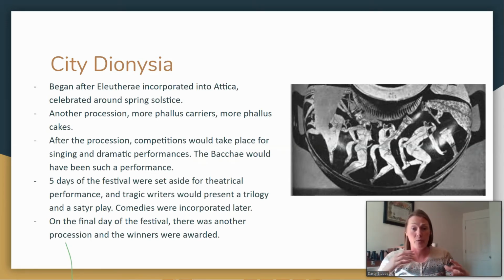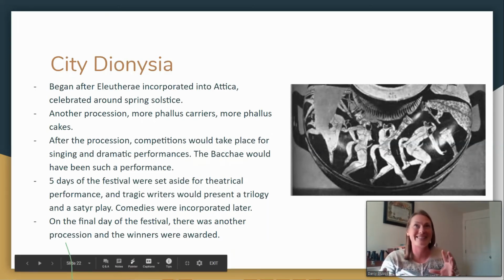Tragic writers would have competed with a trilogy, so they would have written 3 different plays, one on one day, then the next day, and then one on the day after that. And then they would also have these satyr plays, like Julianne was talking about, which were a little bit lighter and not as thought-provoking and hard-hitting.